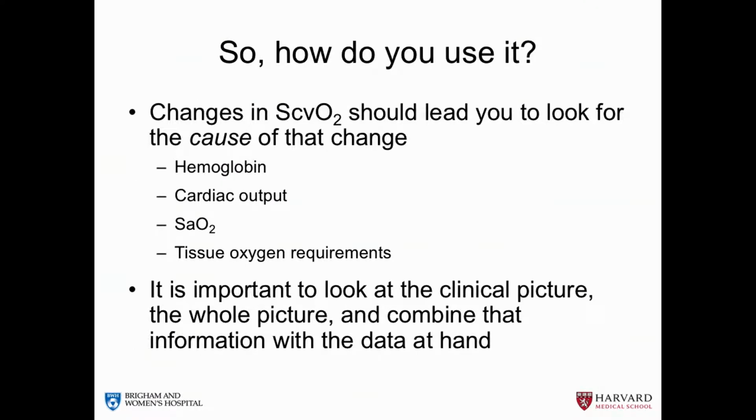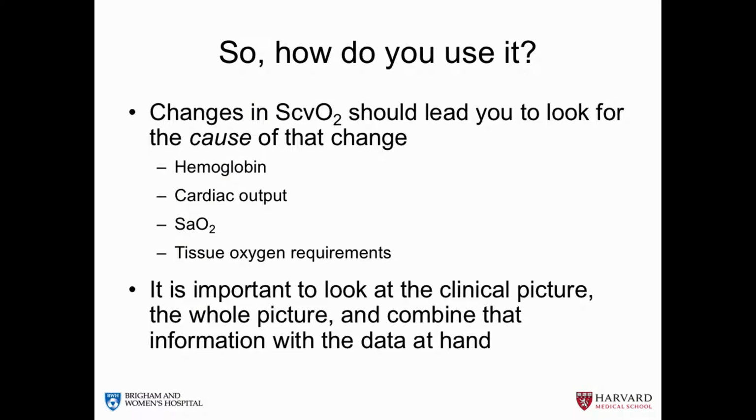So how do we use the central venous sat? Changes in central venous sat should drive us to think about what are the causes of that change. And those causes could be the direct components of central venous sat, such as hemoglobin and bleeding or blood loss, cardiac output or heart failure, oxygen saturation, which might be affected by respiratory failure, and tissue oxygen requirements, which could be increased or decreased depending on that clinical scenario. But it's really important to be able to interpret this number based on the clinical presentation of the patient. And you really need to be thinking about the entire picture of that patient in both their history and the acute presentation.